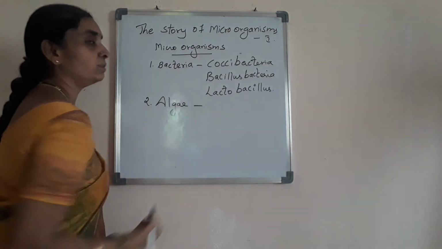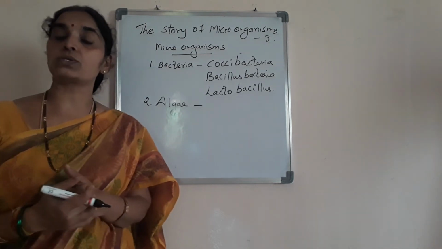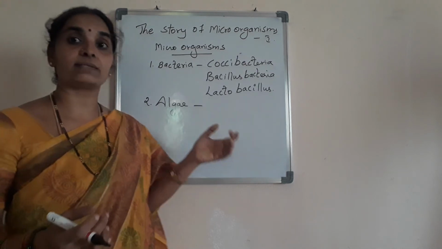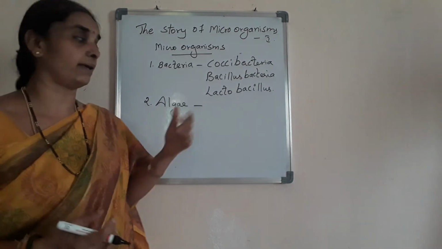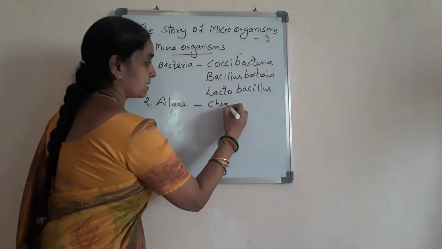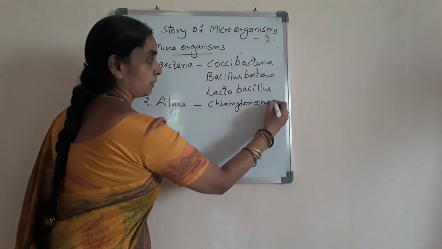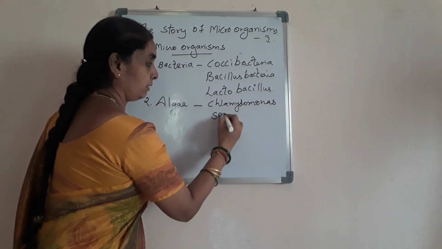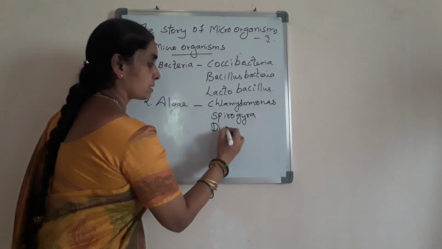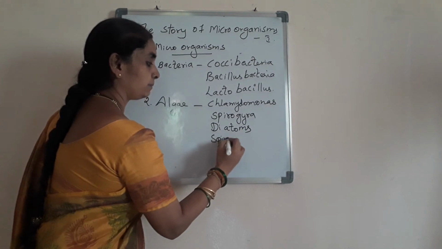These are normally found in the oceans, seas, ponds, rivers, and also in our tanks. Obviously, when the water is stagnant for a few days, you can see the formation of algae there. So the diatoms, etc. are found over there. Chlamydomonas, Spirogyra, diatoms, spirulina.